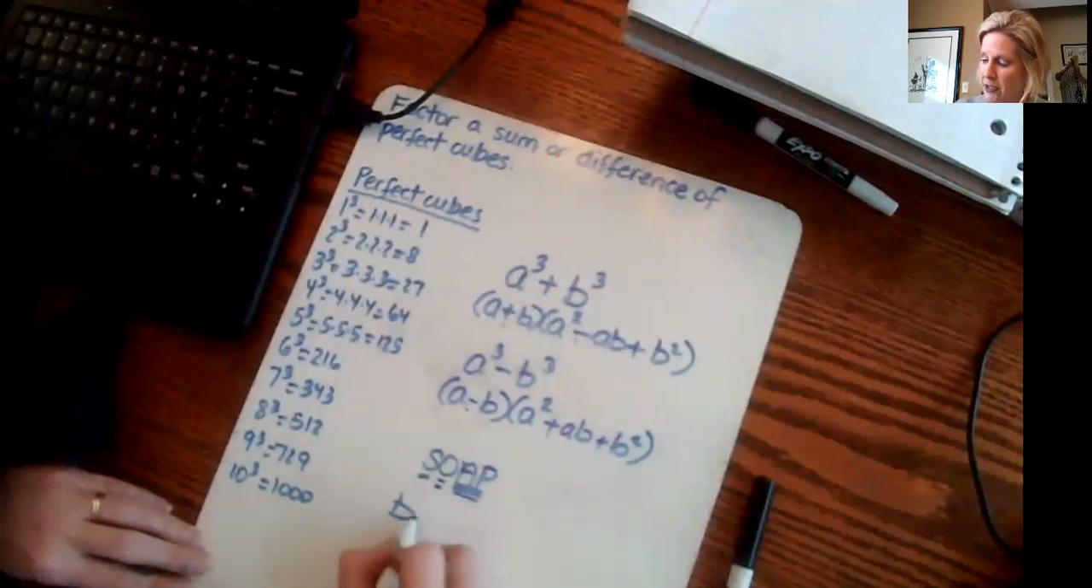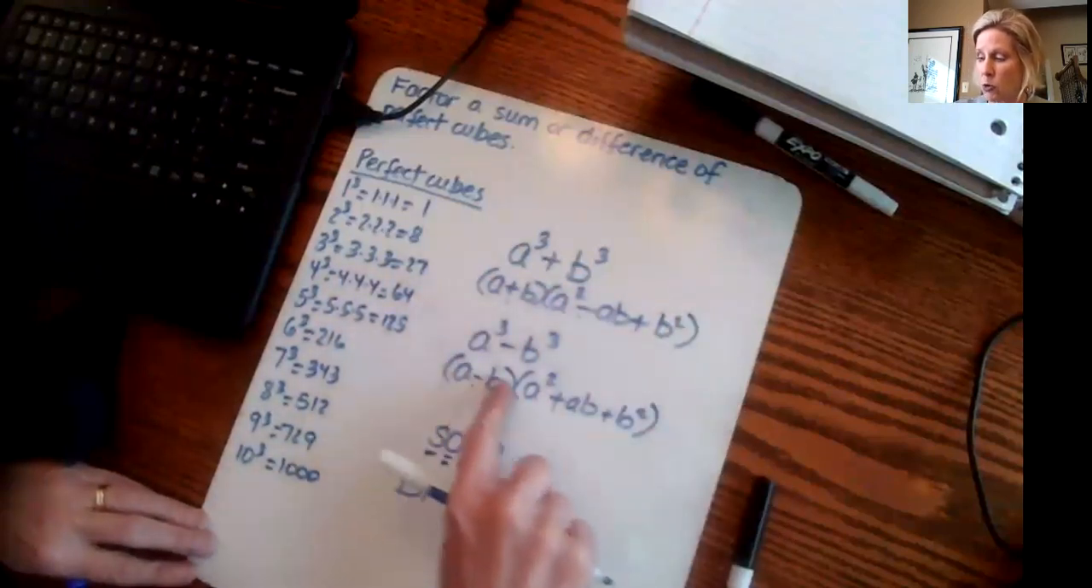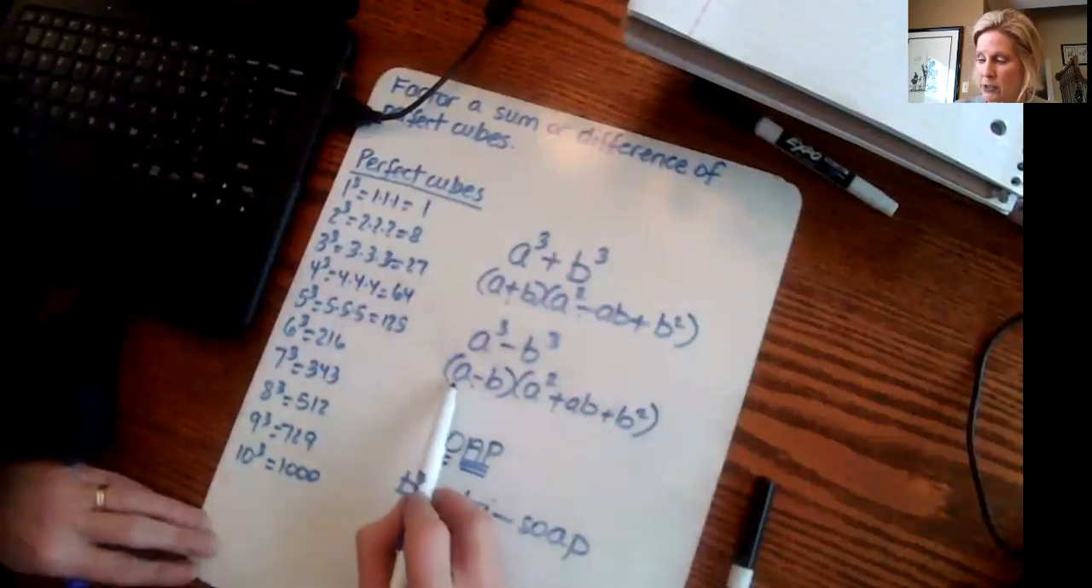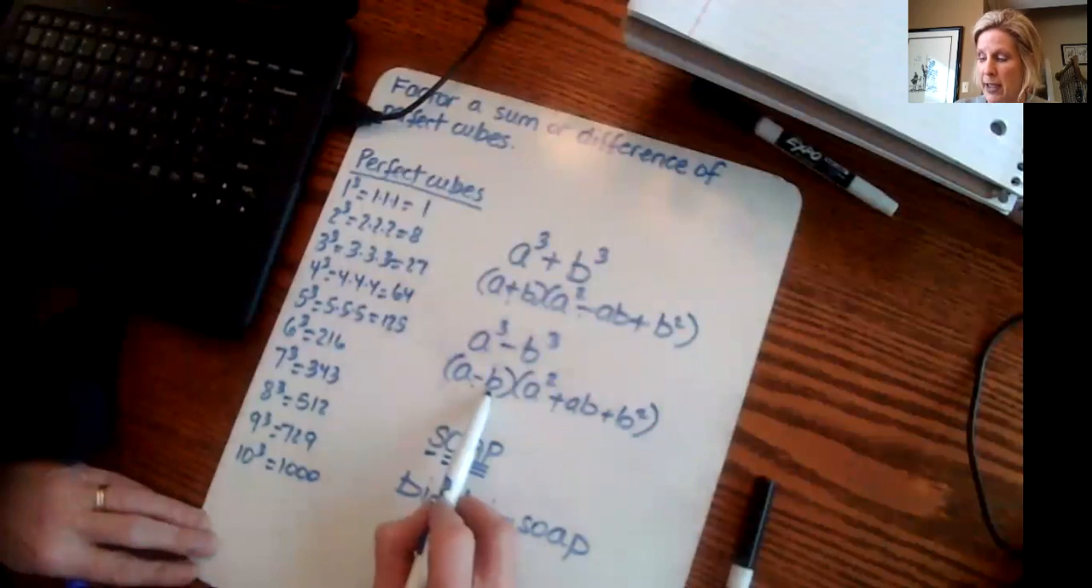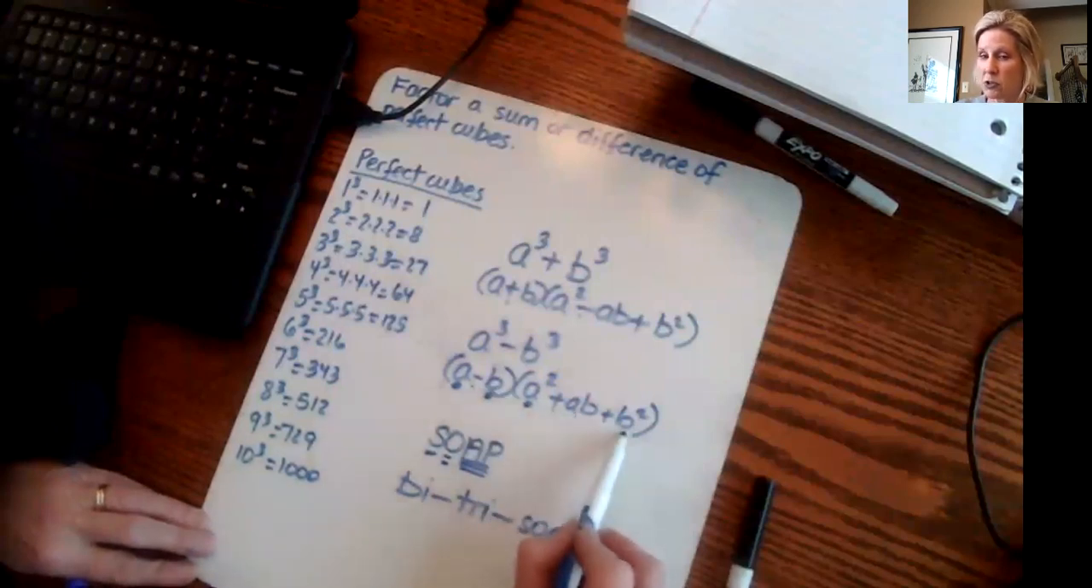Now, the whole thing I use is bi, tri, SOAP. So that reminds you that you set up a binomial and then a trinomial, and then you use SOAP to set your signs up. So here's what you've got to know. Whether you use a plus or a minus b, the letter parts are the same. So it's the cube root and the cube root. And then you say this first one squared. Then you say first times second. Then you say the second one squared.